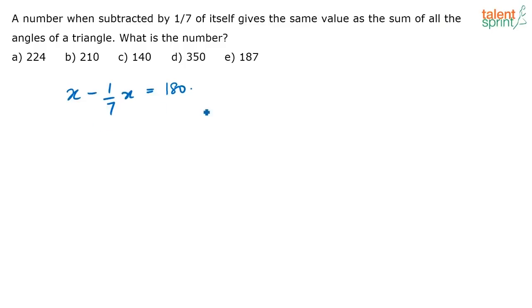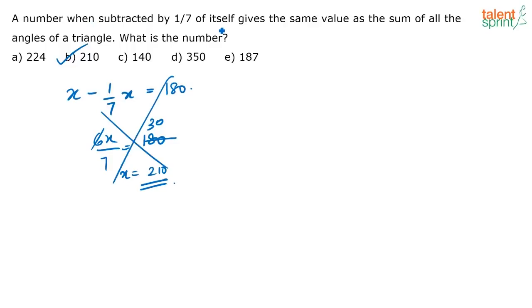So what do you get? Find the value of x. If you are taking LCM, you get 7x minus x, that is 6x by 7, is equal to 180, and this gets cancelled, so you have 30, or x is equal to 210. So the correct answer for this question is option B. Actually you should not write these steps. 1 minus 1 by 7, you should know it is 6 by 7. Directly you should be able to say 6 by 7 of x is equal to 180. Not even this step should be written. When such questions come, the first thing that you see, a number when subtracted by 1 by 7th of itself, so 1 minus 1 by 7, correct?